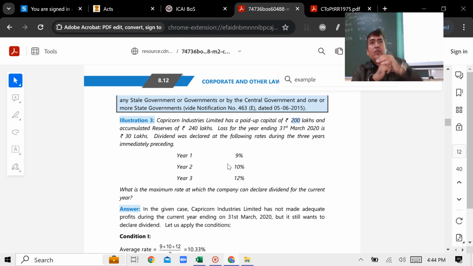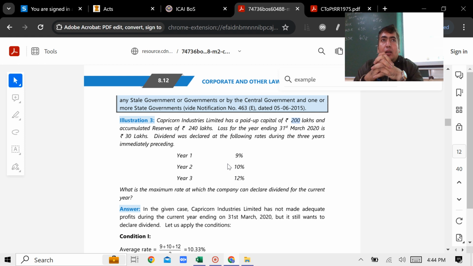According to second condition, 1/10 of the paid up share capital plus free reserve. So 200 plus 240, coming to 440 lakhs. Multiply by 10% comes to 44 lakhs. But I want to warn you, this 44 will be used to set off the current year losses first. What are the current year losses given in the exam? 30. So 44 minus 30, only 14 lakhs is available. So 14 divided by 200, the rate is coming to 7%. So according to first option, 10%. According to second, 7. Let's go to the third one now.